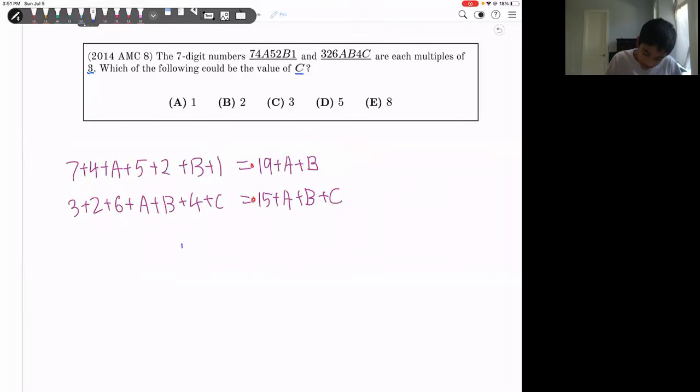So that's a hint. What happens when you do 15 plus A plus B plus C minus 19 plus A plus B? Then that will also have to be a multiple of 3, right? Because we're subtracting 2 multiples of 3. And then you can try to use that and move on from there. So try to use that hint that I just gave you and see if that will help. Because now we've eliminated 2 variables, A and B.